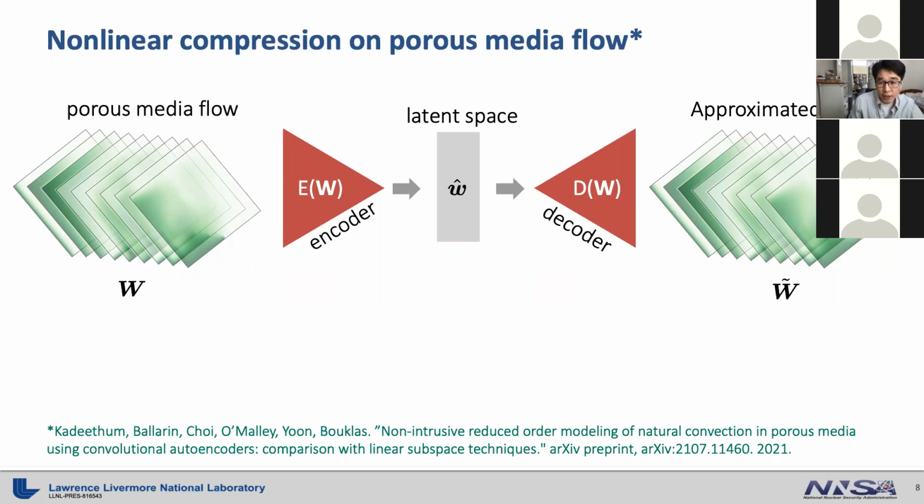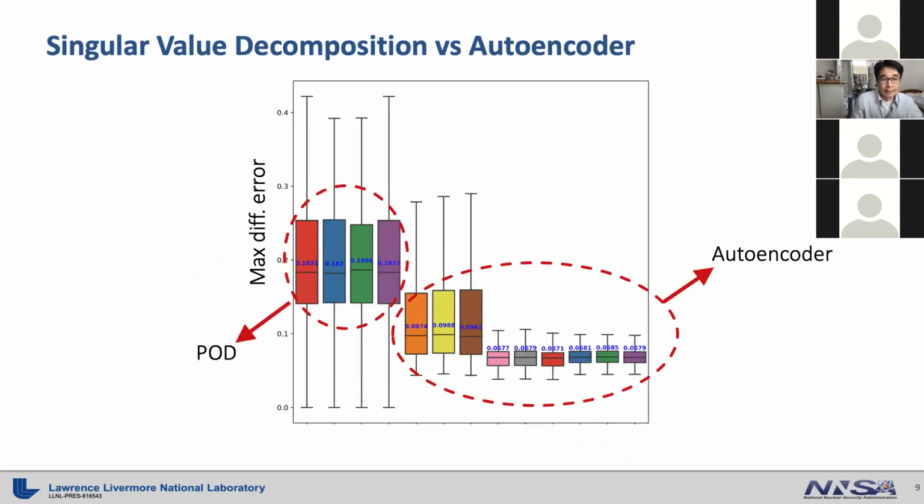And then for the predictions, if a new parameter is queried, various interpolation techniques are used within the latent space, for example, radial basis functions or artificial neural networks. This nonlinear compression technique is compared with the previous POD type of compression technique for porous media flow simulations. And we found that for problems with Kolmogorov n-width decaying slowly, that is, the ones whose singular values decay slowly, the autoencoder approach outperforms the POD method in terms of accuracy.